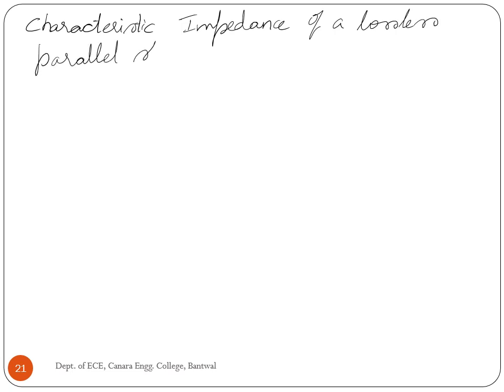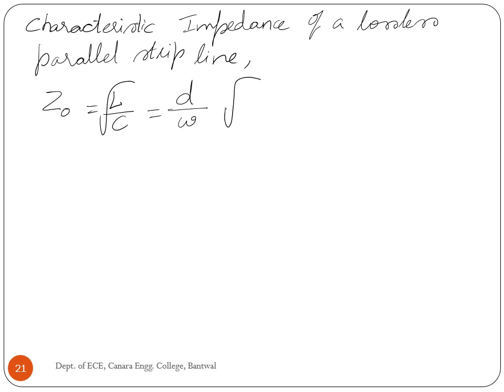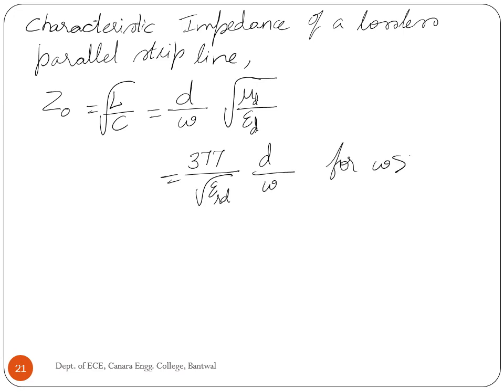Characteristic impedance of a lossless parallel strip line is given by Z0 is equal to root L by C, which is equal to separation distance D divided by width root of permeability divided by permittivity, which is equal to 377 divided by root of permittivity into D divided by width for width is greater than D.